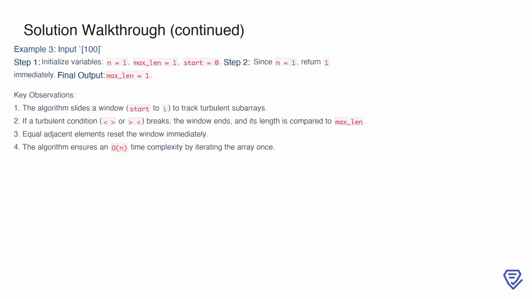This concludes the example. From these observations, we can summarize the key insights of the algorithm: the use of a sliding window from start to i to track turbulent subarrays, the termination of the window when the turbulent condition breaks, and the immediate reset of the window when equal adjacent elements are encountered. With a single pass through the array, the algorithm achieves an efficient O(n) time complexity.